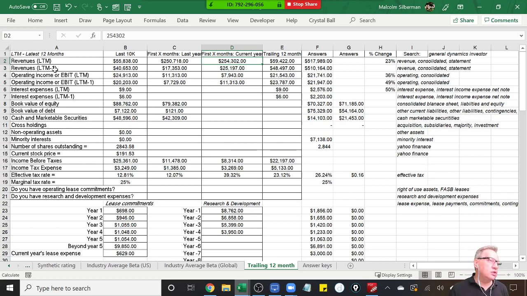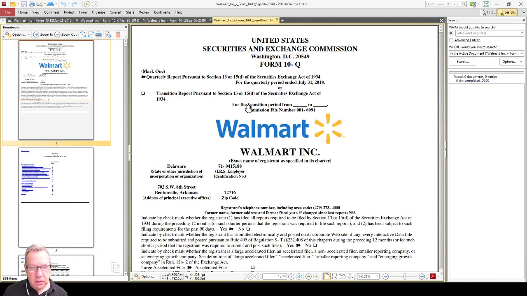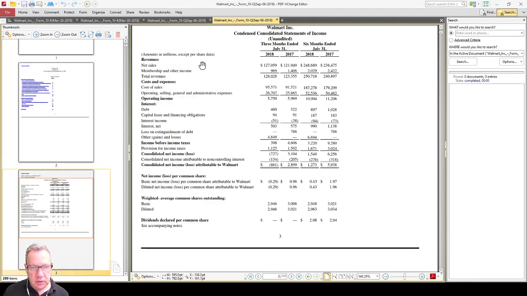I've got to go to last year's 10Q to get that. So, you good with that? Yeah. So let's come back to the PDF, and I've got it lined up over here, and we'll do the same thing, consolidated statement of income.